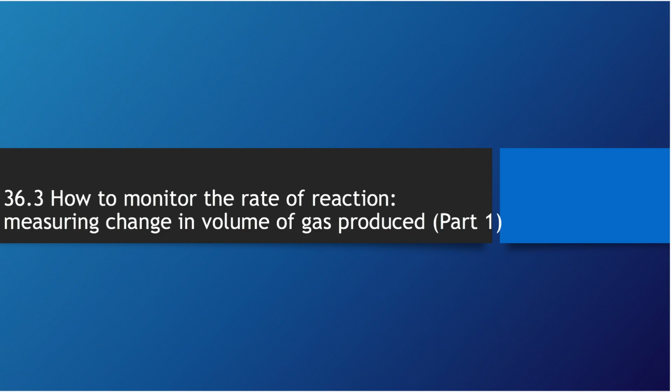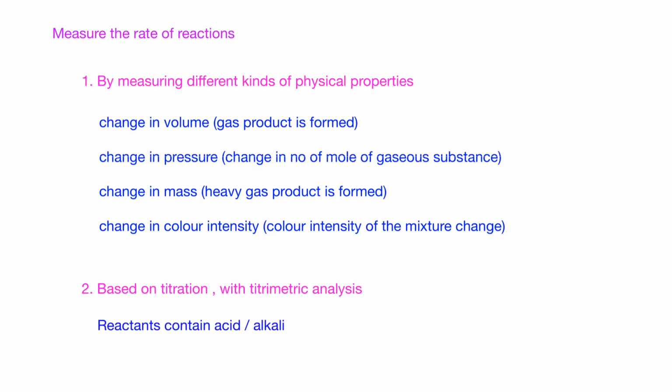In this video we're going to talk about how to monitor the rate of reactions. The first one I'm going to introduce is measuring change in volume of gas produced. To measure the rate of reactions, we have two kinds of method. The first one, we can use by measuring different kinds of physical properties.